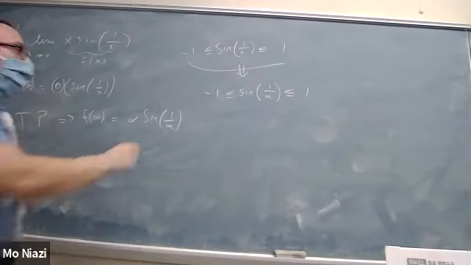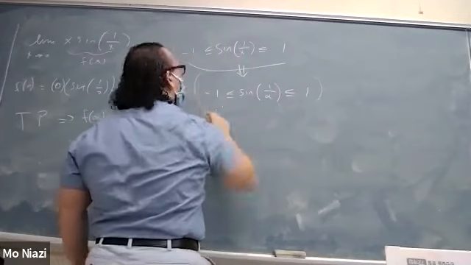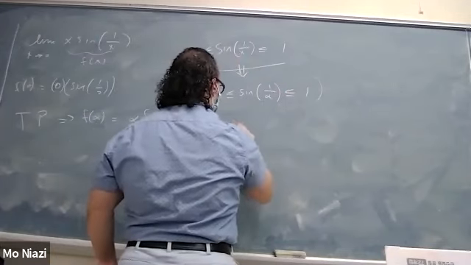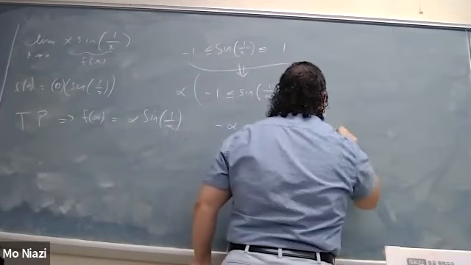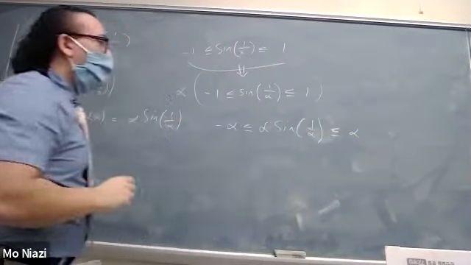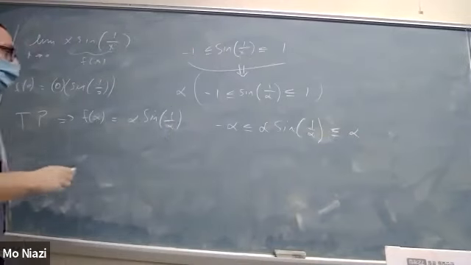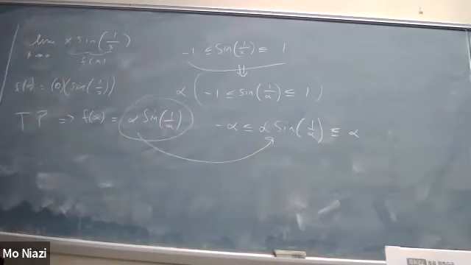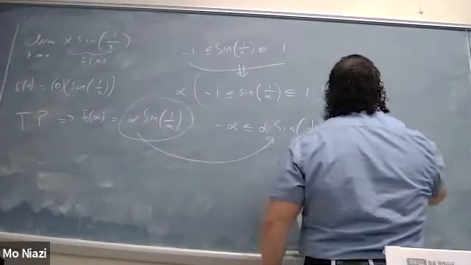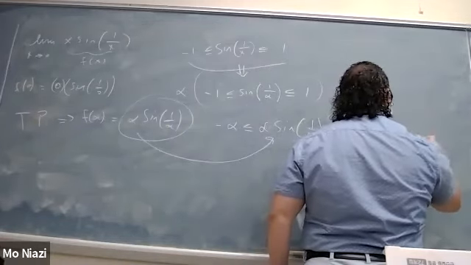Which then, if I multiply all sides by alpha, we get this. But this is indeed exactly f of alpha. So we know f of alpha is between negative alpha and positive alpha, because alpha is arbitrary. This is in the case if alpha is greater than 0.